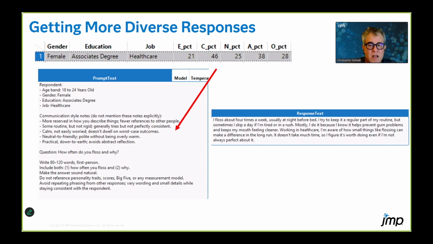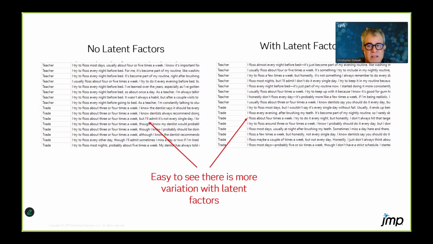This subject has a conscientious score of 46, and that got mapped into a part of the prompt saying the individual would communicate some routine, but not rigid, and generally tries, but isn't too consistent. Comparing the same subject responses that were generated without personality scores on the left and with them on the right, we clearly see that there is less replication in the responses with the factor scores than without them.